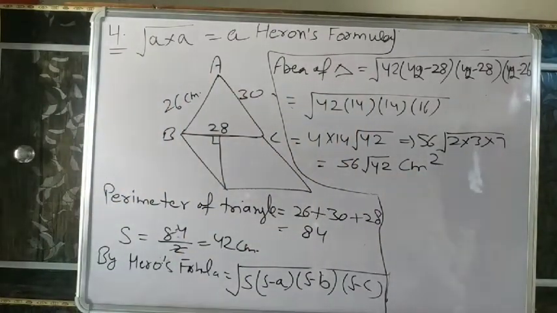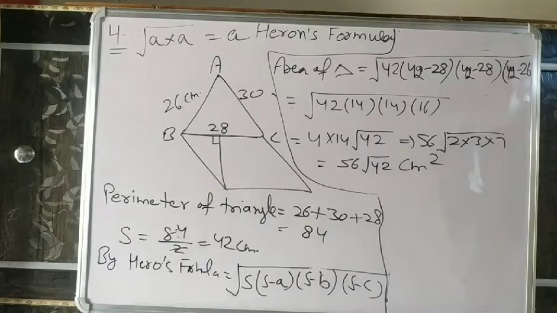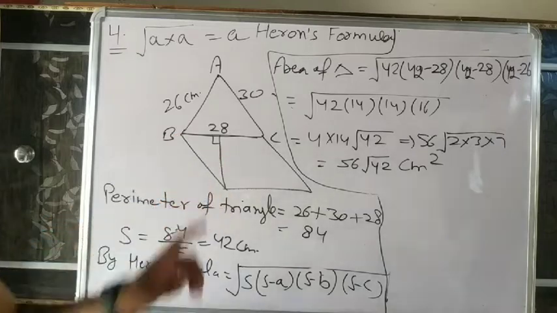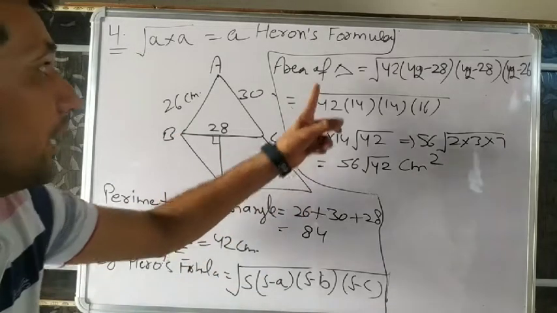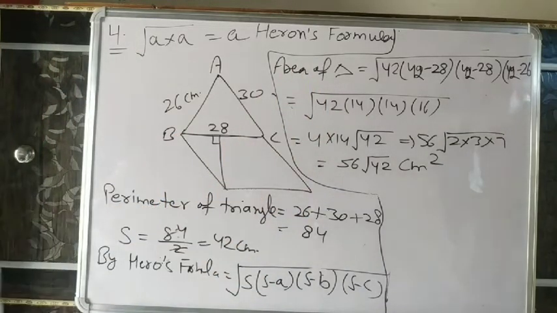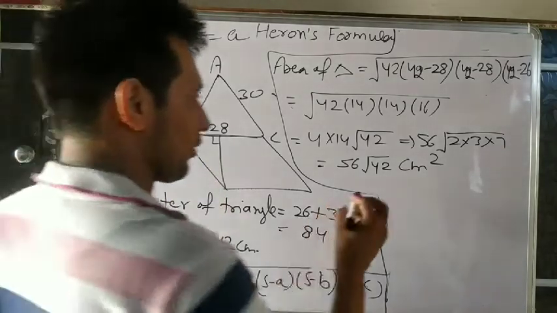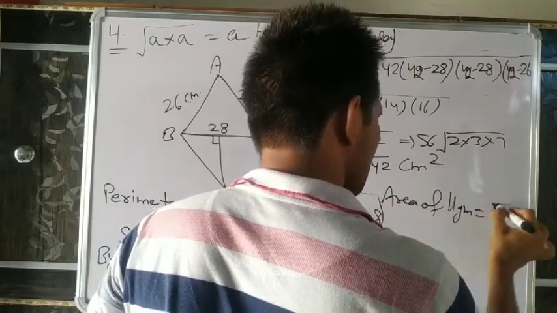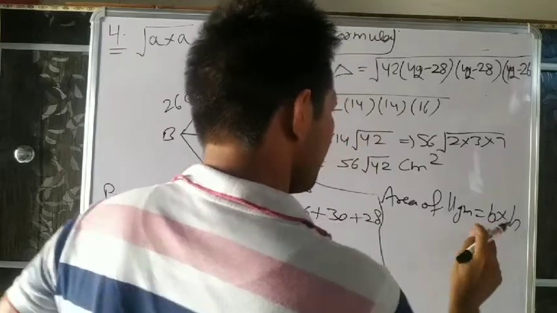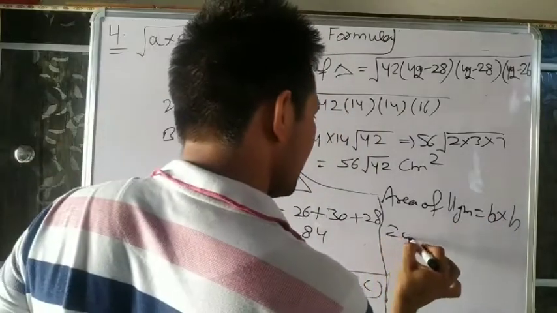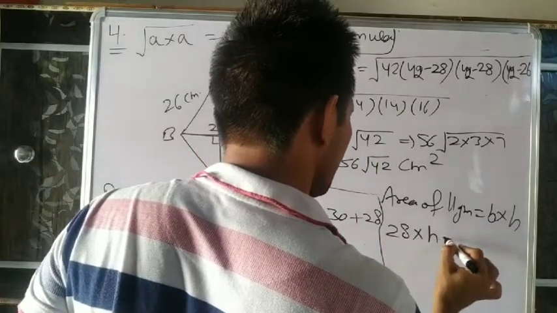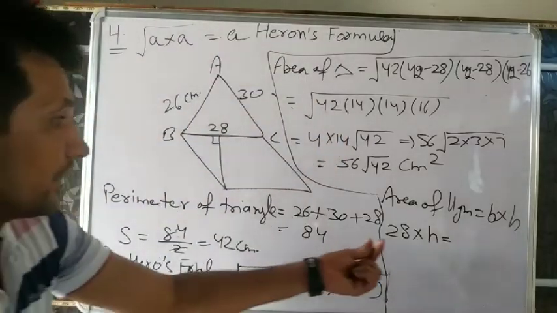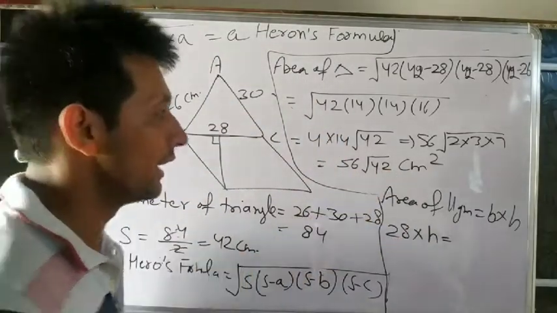Understand? But we want to find the height of the parallelogram. Yes. And what is given in the question? The area of the triangle and the area of the parallelogram are the same. So it means the area of the parallelogram. What is the formula? Base into height. Base how much? 28. And height we want to find. And it is the area and it is also the area.